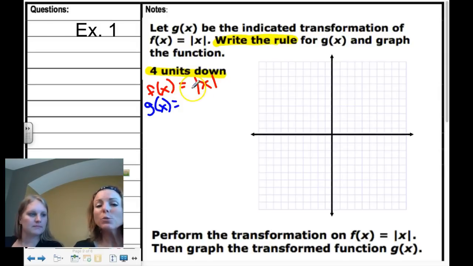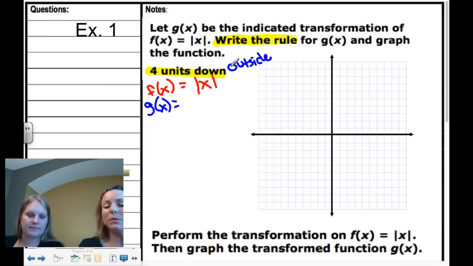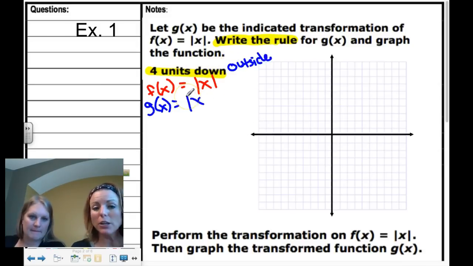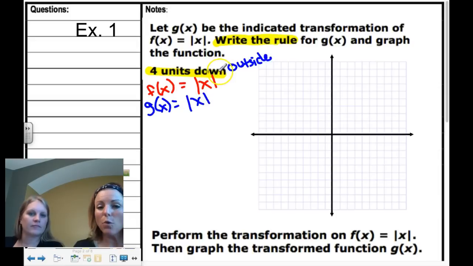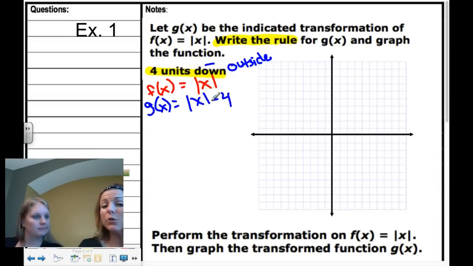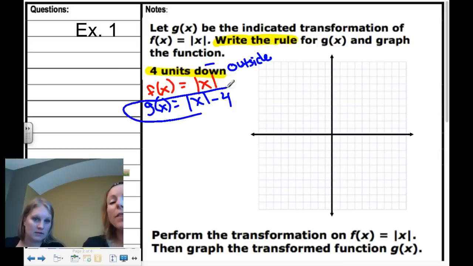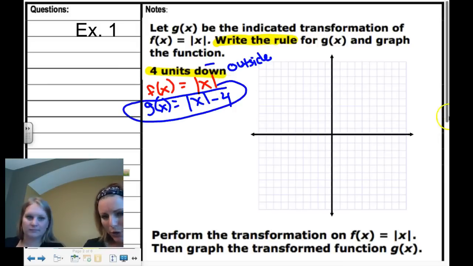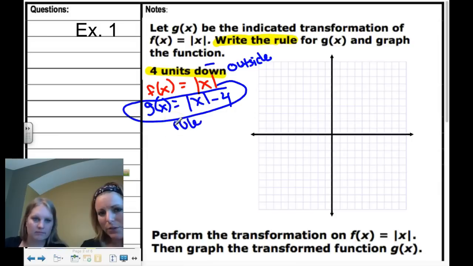Exactly. Okay. Notice we're going 4 units down. Down. So up or down means something's happening on the outside of the absolute value. Yep. So we're still going to use the absolute value of x. That's not going to change at all. And it's going to be -4. Yep, because down means minus when it's on the outside. So -4. There is the rule. When it says write the rule, that is it. That's our answer. So maybe write rule underneath that, just so they can add that to their notes. Okay.